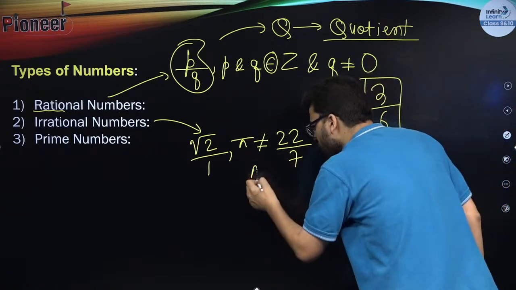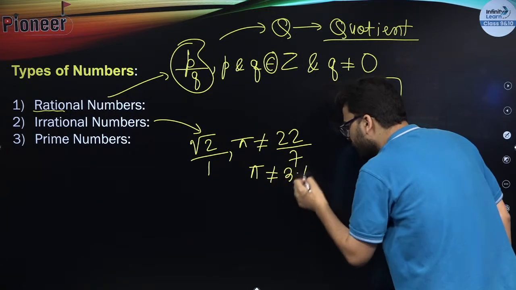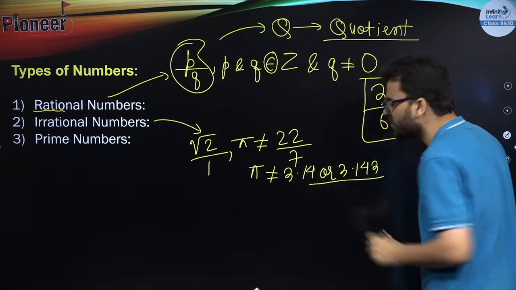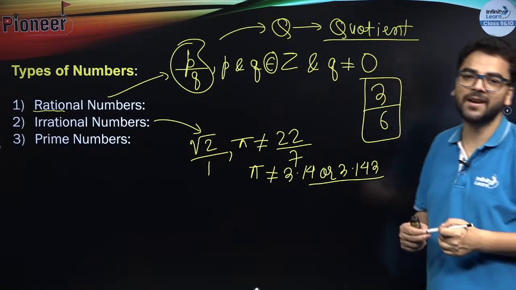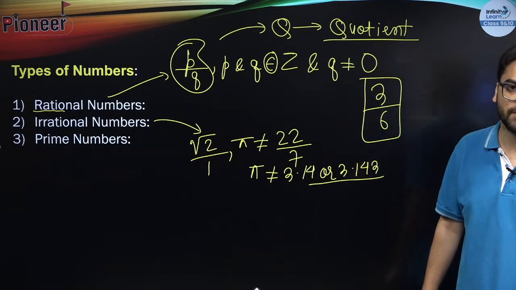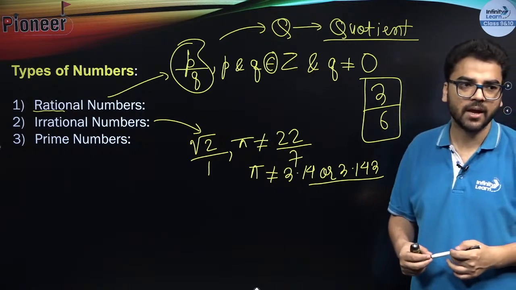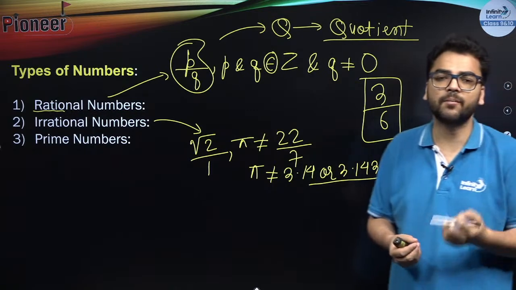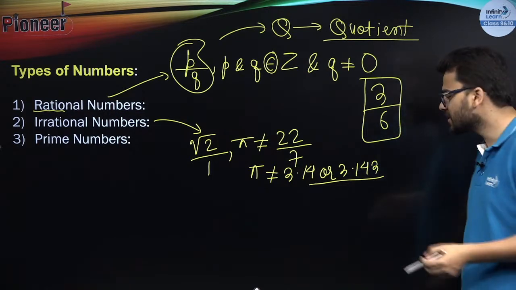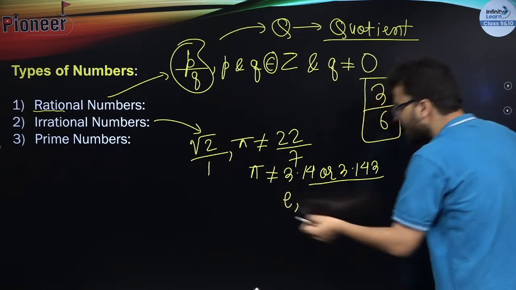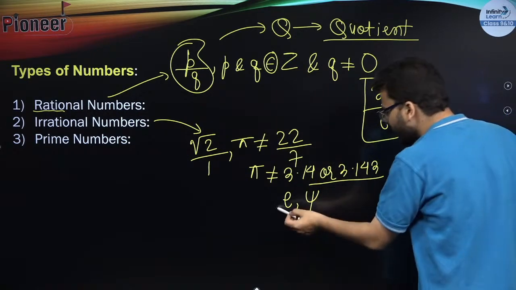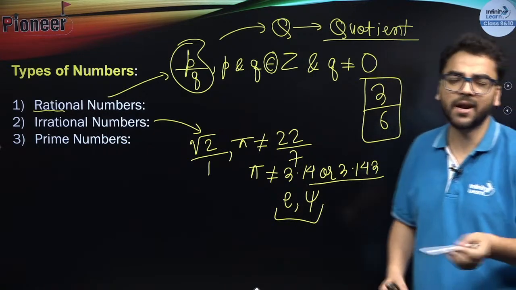Pi is not equal to 3.14 or 3.143 you might be thinking of. These are just approximate values of pi for calculative purposes. Nobody in this world can ever find the exact value of pi or the exact value of any irrational number. I hope that is clear. The word irrational comes from the fact that you cannot represent it as a ratio of two integers. Yes, there is something called Euler's number and there is the golden ratio. So there are many irrational numbers, infinite types of irrational numbers.